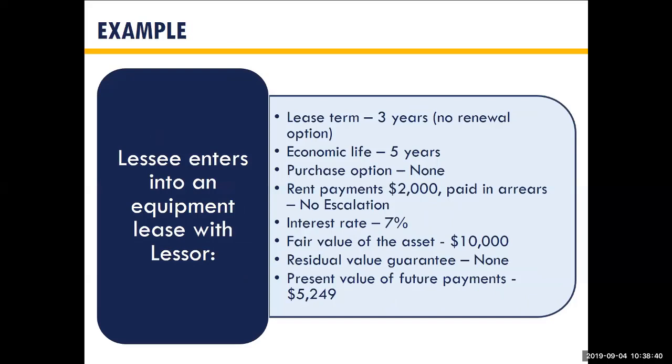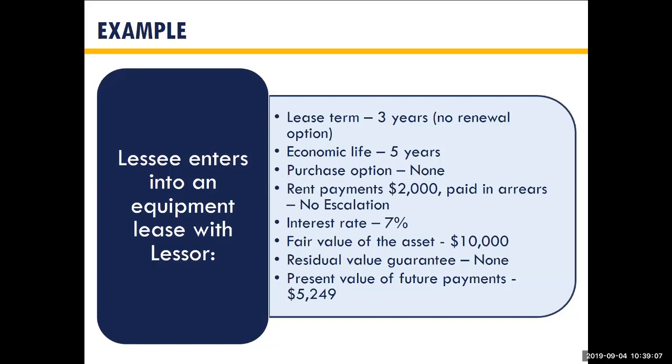Finally, we'll go into an example here. Once again, this is on the lessee side. And so we can read through the terms of this lease. 3-year lease, economic life of this equipment is 5 years. There's no purchase option. Payments $2,000 a year, interest rate 7%. And so we get down and we get a present value of the future payments of $5,249.